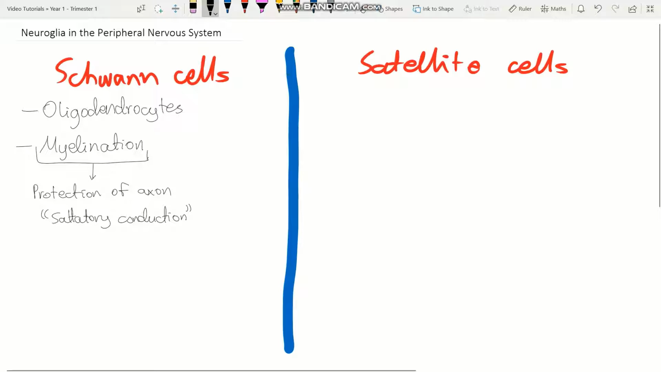Saltatory conduction is a very important concept in the propagation of a nerve impulse. This is because essentially the formation of nodes of Ranvier that arise from this myelination allow for nerve impulses to jump across an axon.